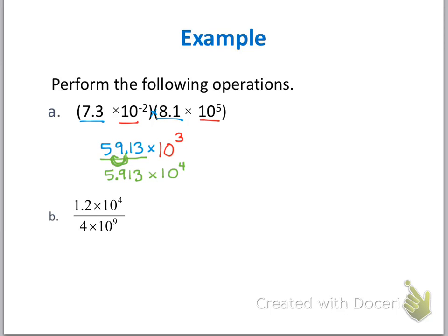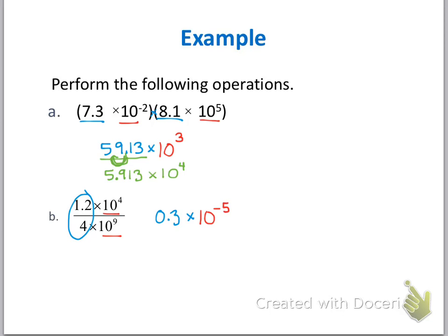Okay? Let's do one more. This is scientific notation divided. So if we take a look, we have the same base. So I'm going to subtract those exponents. 4 minus 9 is negative 5. And then these numbers here are just big normal numbers. I just have to divide them. So I'm going to do 1.2 divided by 4, which is 0.3.